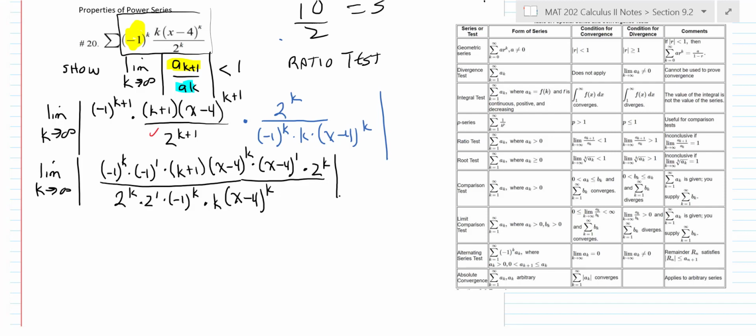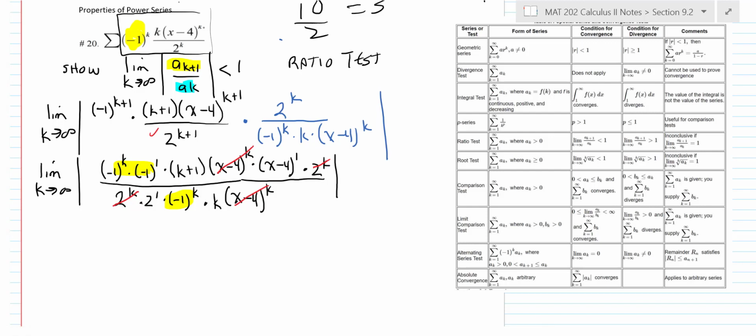Okay, so let's see what we have going away here. One thing I see is I've got an x minus 4 to the k dividing out, and I have a 2 to the k dividing out like that, okay? Now the other thing that I look at on this, you can do this in your head. Remember, we're doing an absolute value, okay?